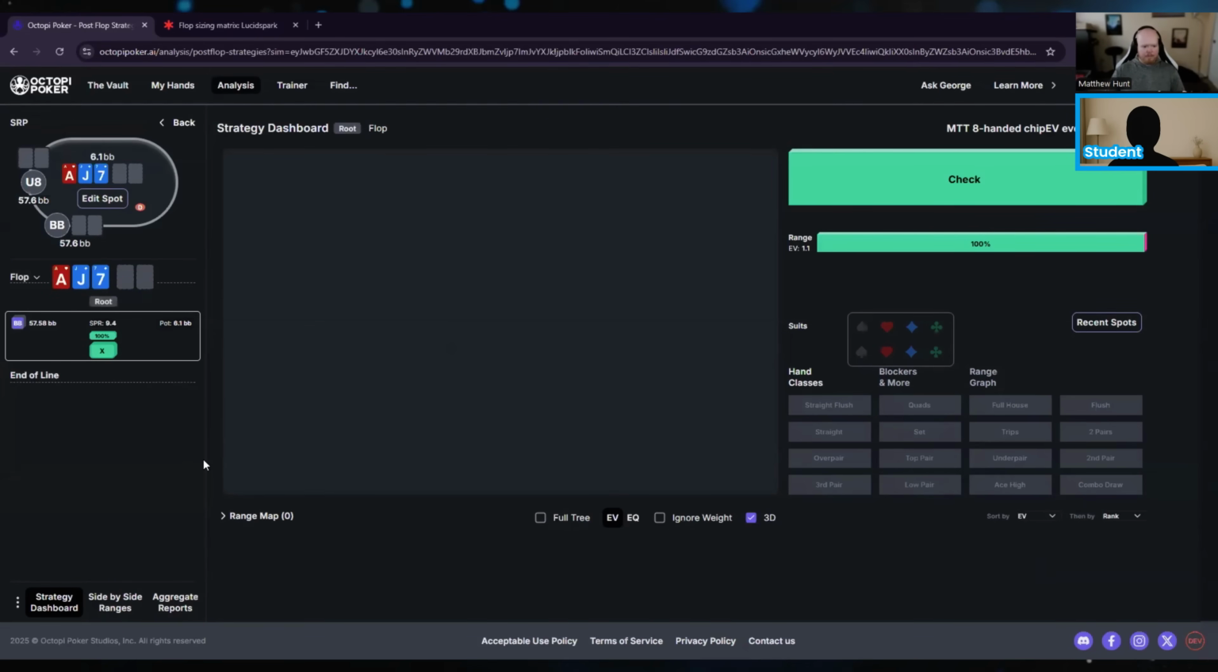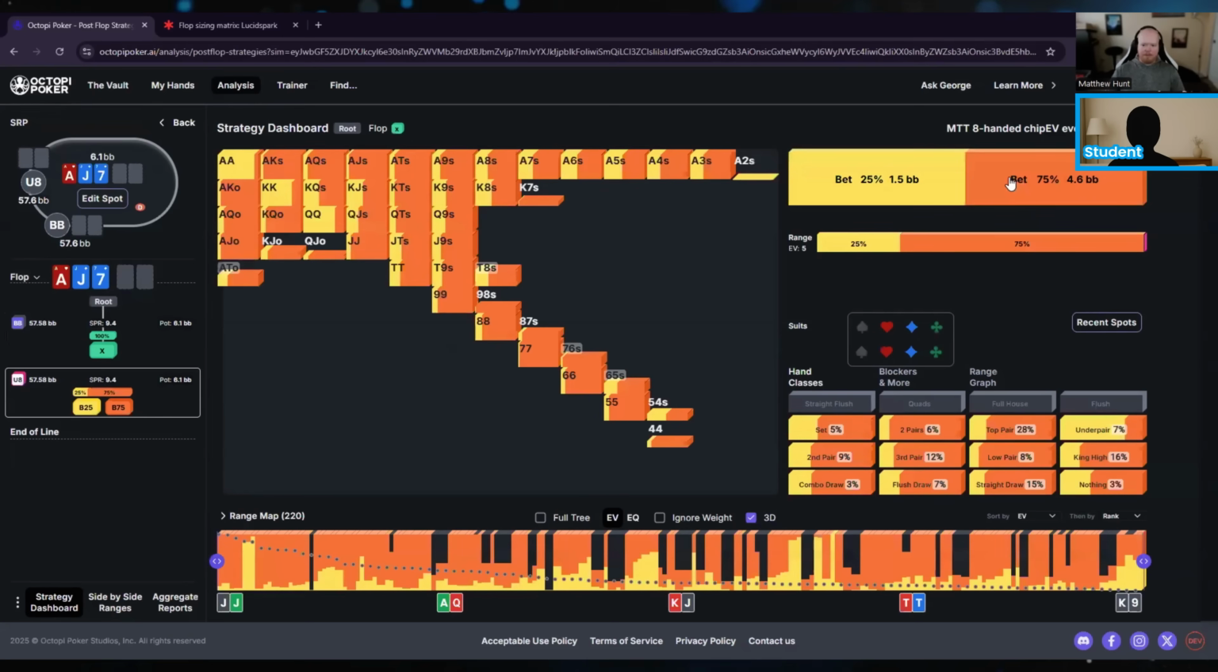So villain checks. Oh yeah. Okay. So we are range betting. And again, it's kind of favoring the larger size, but there's also a little bit of the smaller size. So again, what I would do here is just average out these sizes to some degree. So it's preferring 75. It's going closer to 75, but there's also a little bit of 25. So I would say maybe 65, 70% is a good size here if you wanted to just bet your entire range for that size.